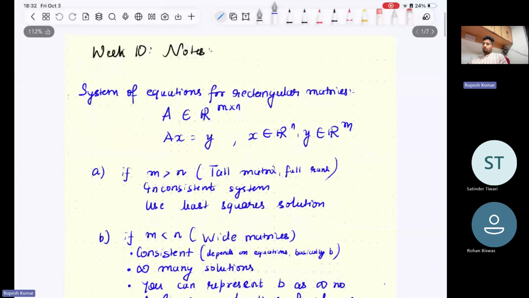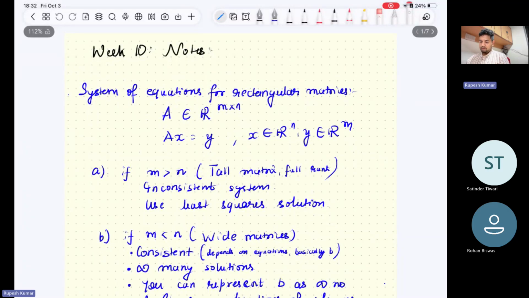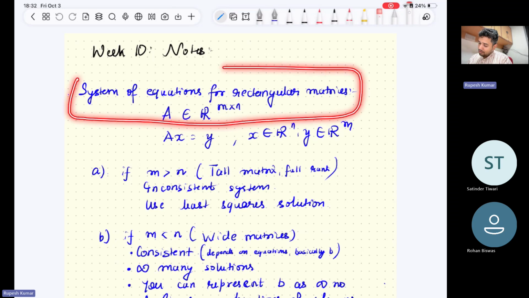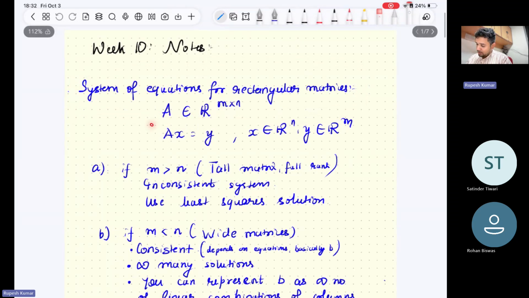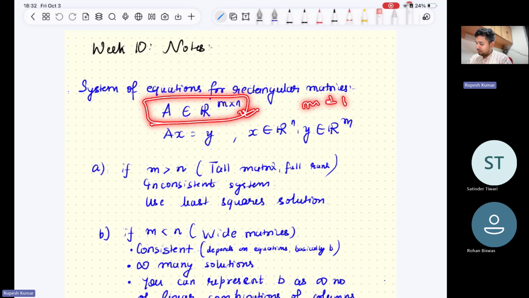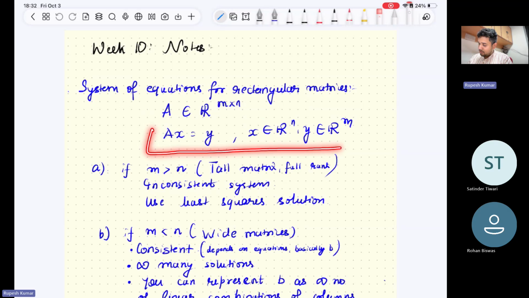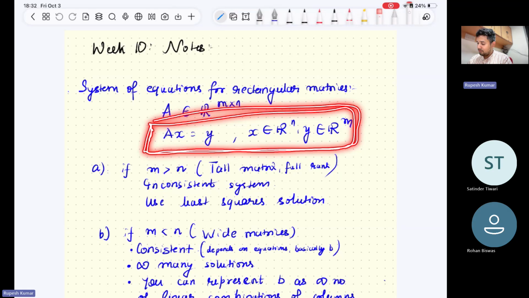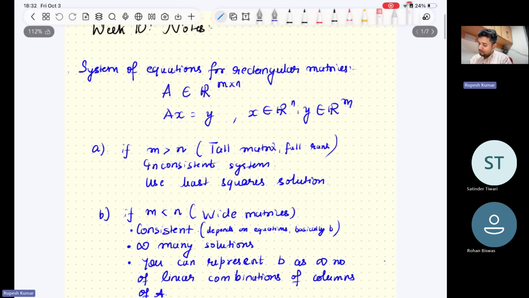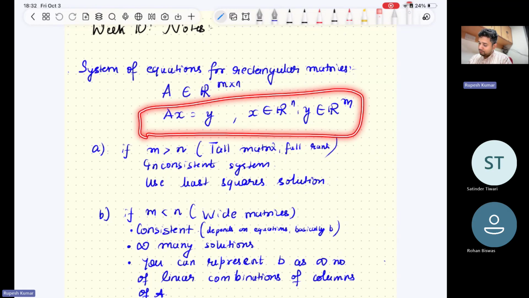So let me cover all the topics that were covered in week 10. In week 10, you saw how to solve systems of equations for m cross n matrices, right? Let's say A is an m cross n matrix, a rectangular matrix, and m is not necessarily equal to n. Then you have to solve Ax equals y, where x belongs to the input space of A and y belongs to the range of A, the column space of A.